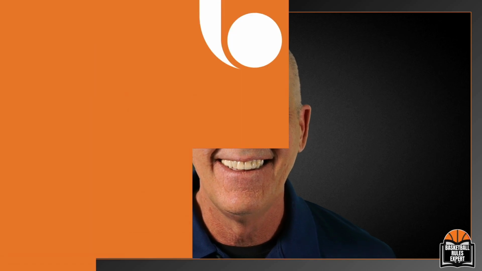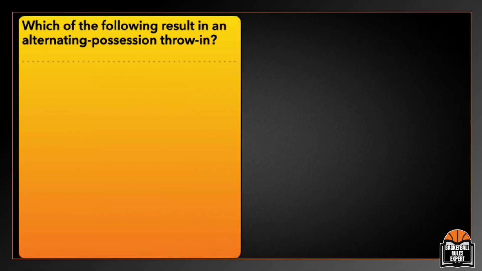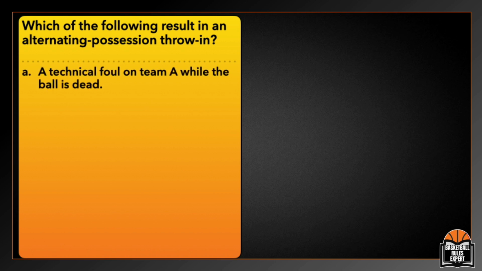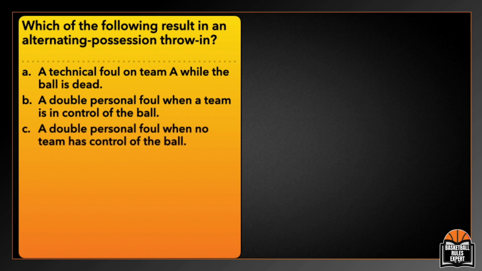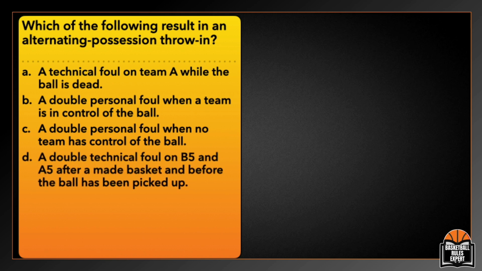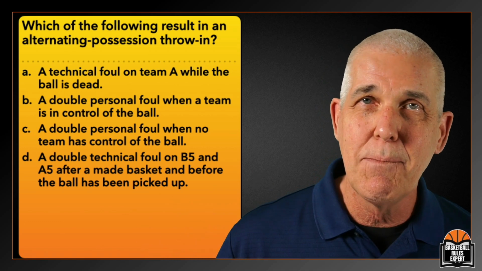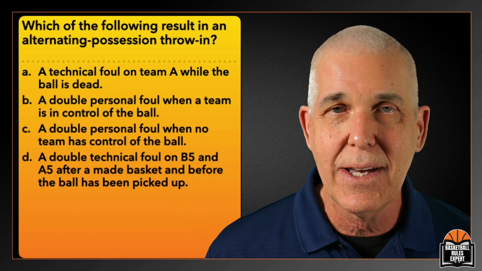All right, let's start accelerating the pace and look at our next rules question. Which of the following result in an alternating possession throw-in? A, a technical foul on Team A while the ball is dead. B, a double personal foul when a team is in control of the ball. C, a double personal foul when no team has control of the ball. Or D, a double technical foul on B5 and A5 after a made basket and before the ball has been picked up. Right, this is the kind of question that's probably best explored by looking at the various answers.